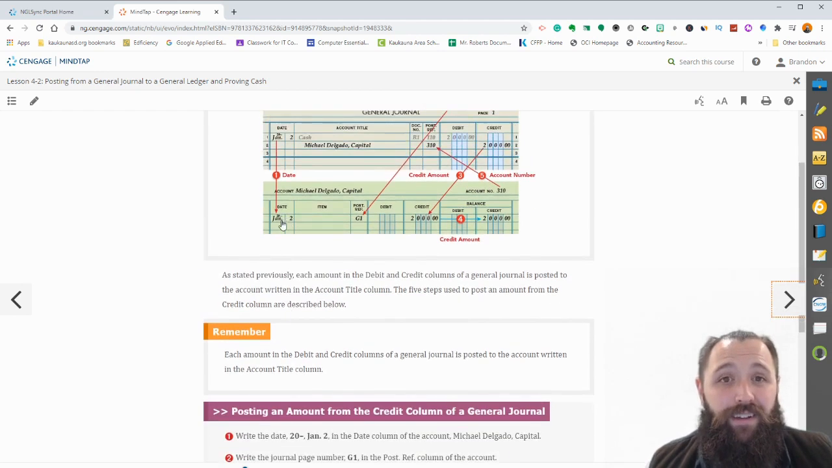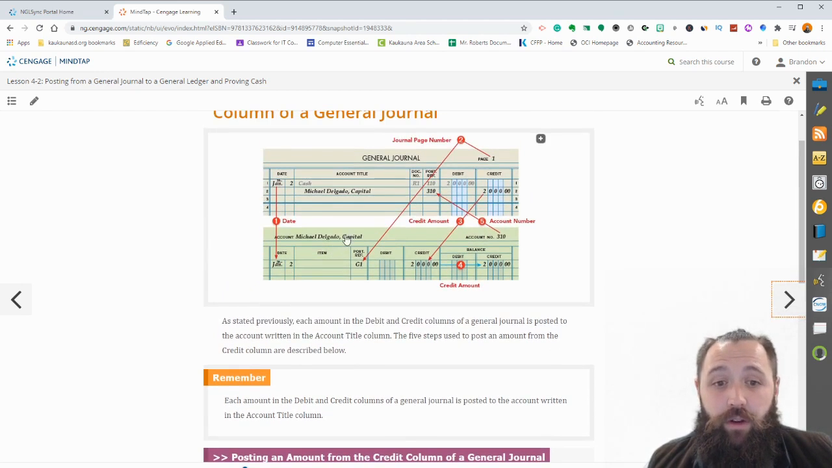We write in the date, and you can see we're recording this in Michael Delgado, Capital, account number 310. We write in the date, then we write in our post reference, which is still G1. Now, we're not writing in the debit column, we're writing in the credit column. And our credit column here is $2,000, okay? So $2,000. You can see that we credited Michael Delgado, Capital because it increased.